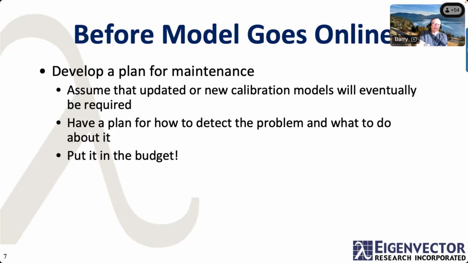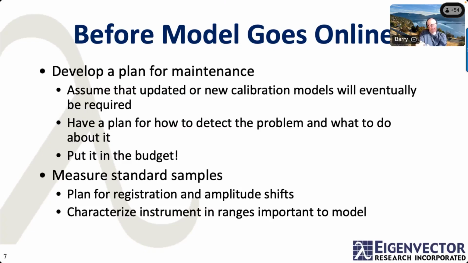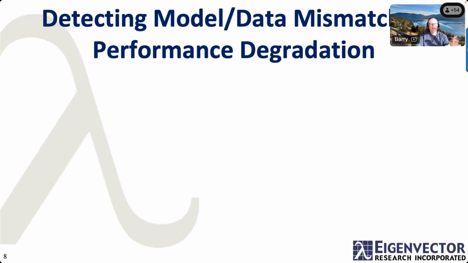Have a plan for how to detect the problem and track down what the source of it is, and put it in your budget. Also, we highly recommend the measurement of standard samples if possible, and we know that that's not always possible in a lot of scenarios, but plan for registration and amplitude shifts in your instrument. Characterize instruments in the ranges important to the model. And 30 years ago, we thought this was eventually all going to go away, that there was not going to be a need for instrument standardization. And it turns out there still seems to be that. So plan on that happening.